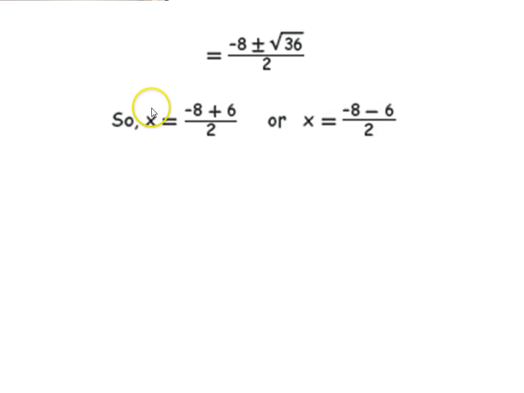Why do I have two possible values for x? Why do we have this or this? Because of this plus or minus. Because technically there are two square roots of 36. And those two square roots of 36 are positive 6 and negative 6. Because 6 times 6 is 36. And negative 6 times negative 6 is 36.